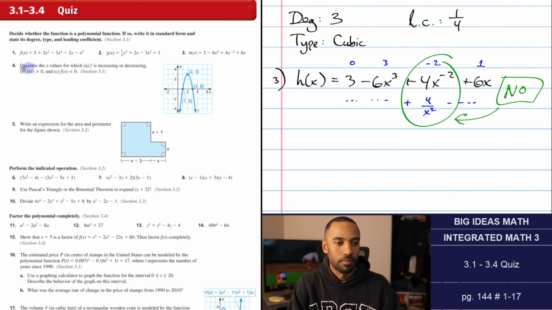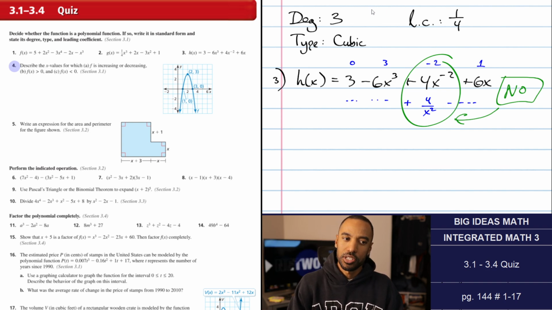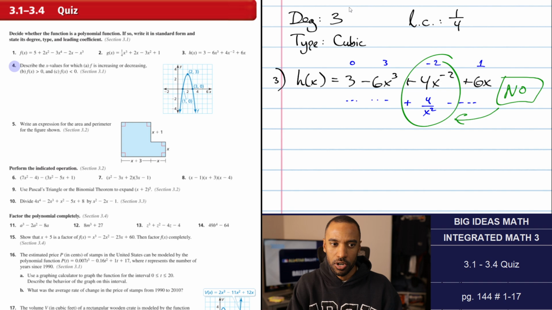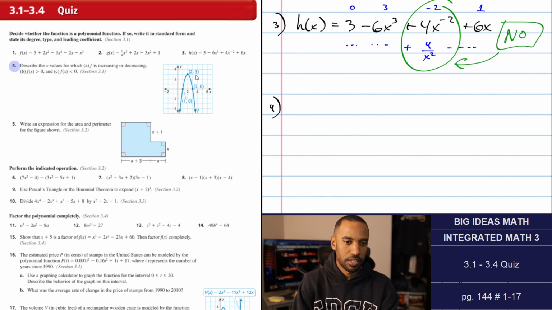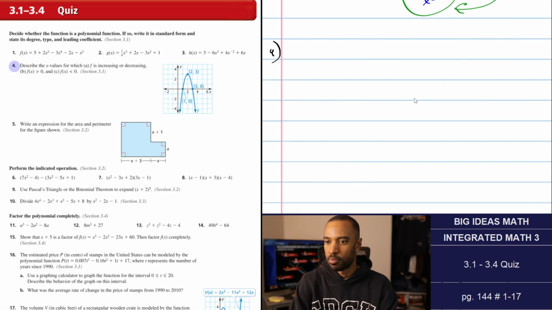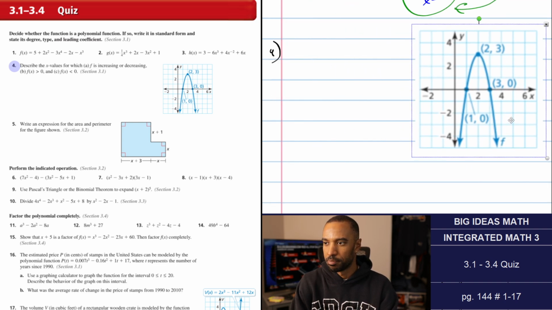Number 4. Also out of section 3.1, describe the x values for which part A, f is increasing or decreasing, part B, f of x is greater than 0, and part C, f of x is less than 0. So we have a graph on number 4. Let me copy and paste this one. It might be a little blurry because this is a very small one I'm copying from. If this is not detailed enough, I think that's fine.